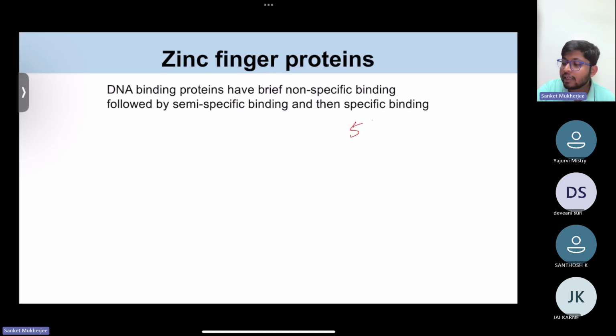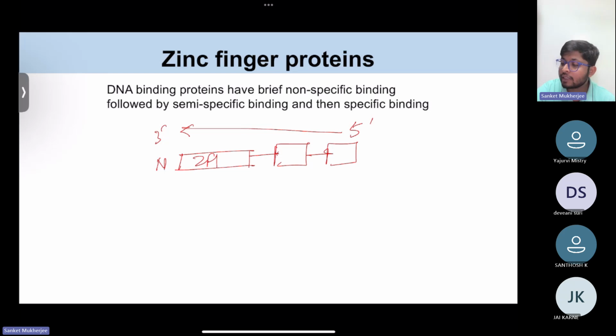Now, zinc finger proteins are DNA binding proteins which have brief non-specific binding, followed by semi-specific binding, and then there is specific binding. How is specificity ensured? If you look at the DNA like this, a normal zinc finger protein binds to DNA at this orientation from 5' to 3', and it will have mainly three domains, arranged like this: the ZF1 domain, ZF2 domain, and ZF3 domain.